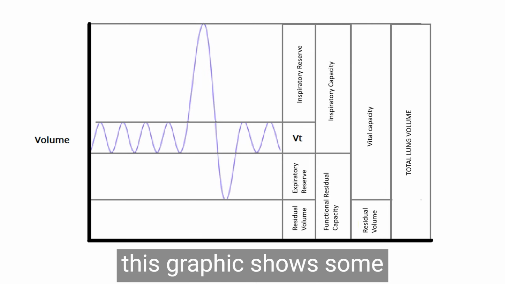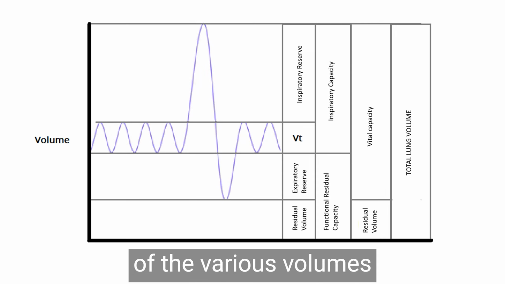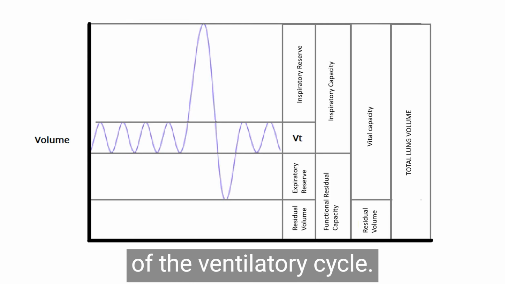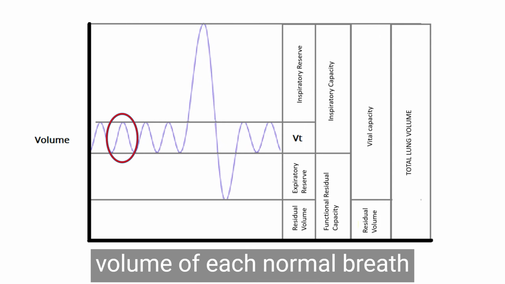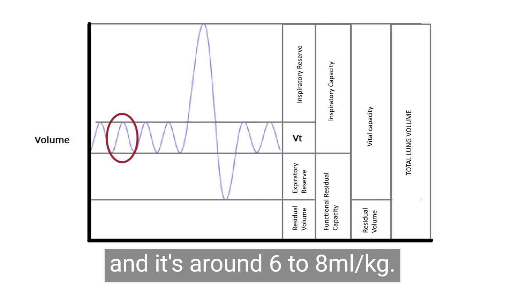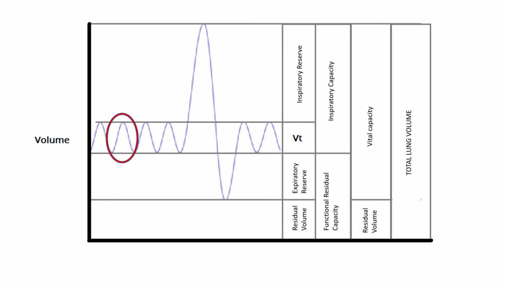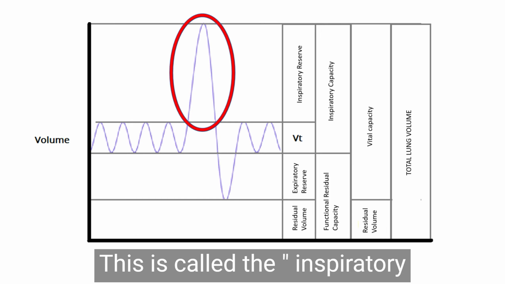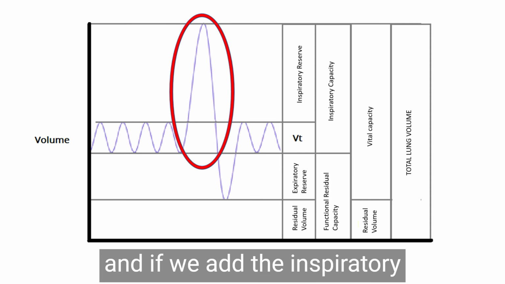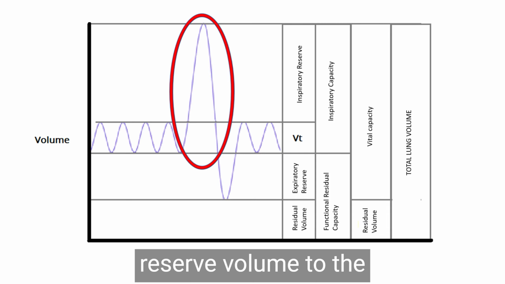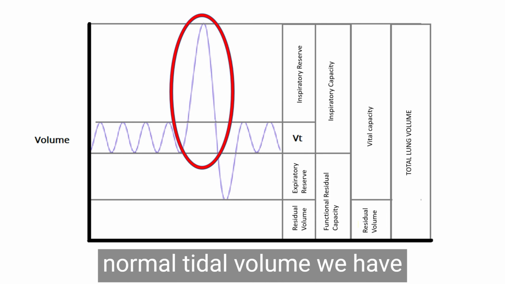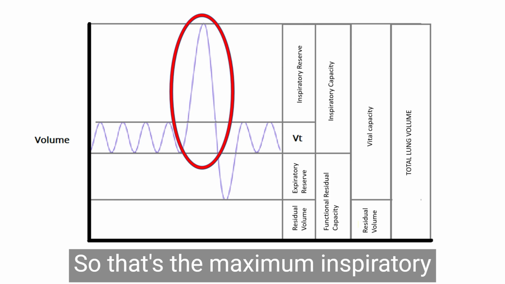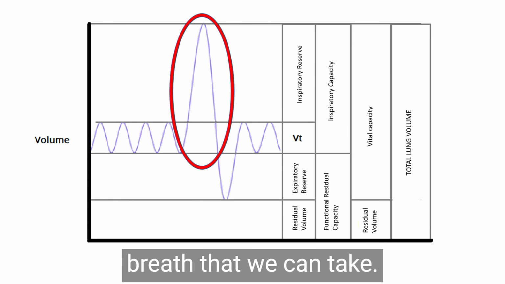This graphic shows some of the various volumes of the ventilatory cycle. The tidal volume is the volume of each normal breath, and it's around 6 to 8 mL per kilogram. It is possible to take a larger breath than normal. This is called the inspiratory reserve volume, and if we add the inspiratory reserve volume to the normal tidal volume, we have the inspiratory capacity. So that's the maximum inspiratory breath that we can take.